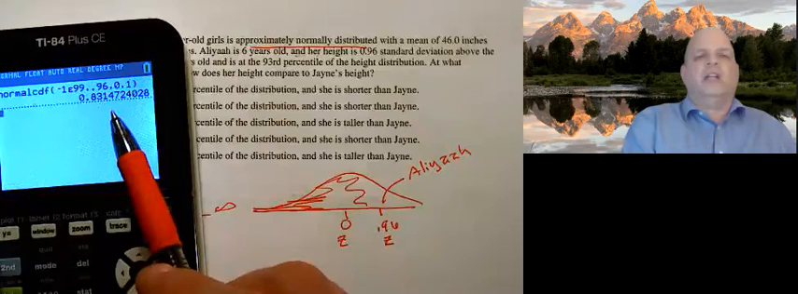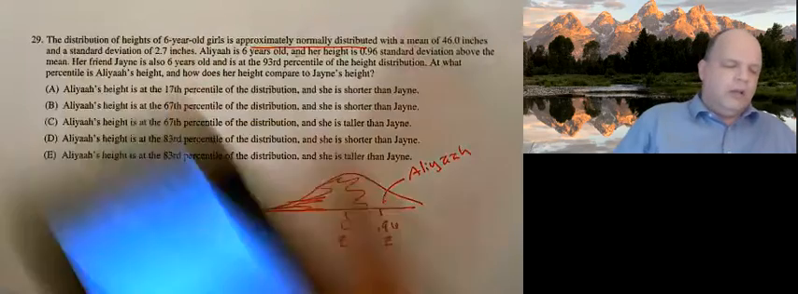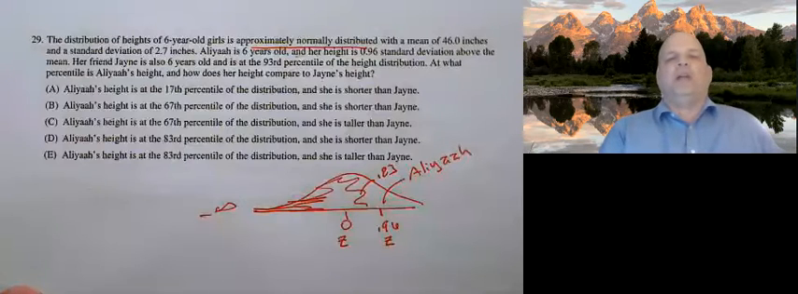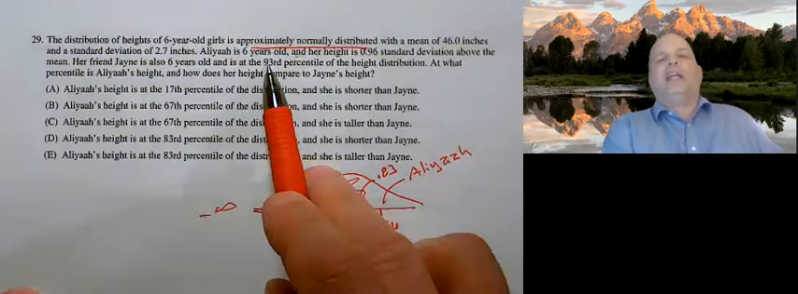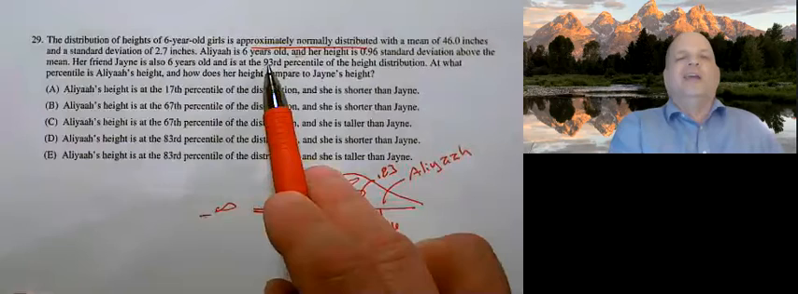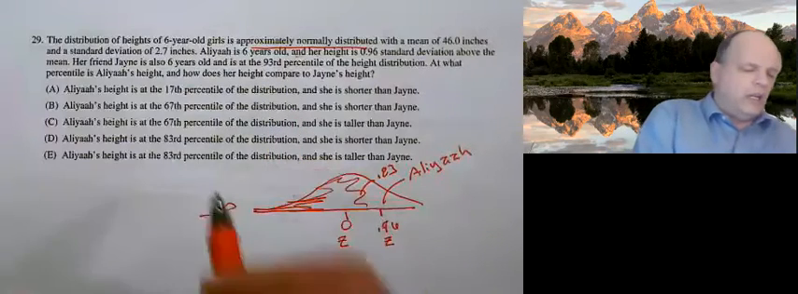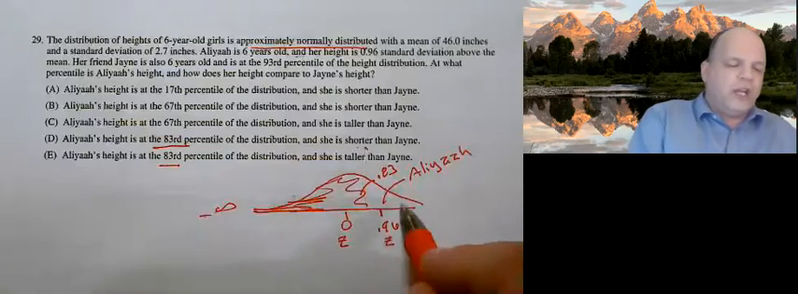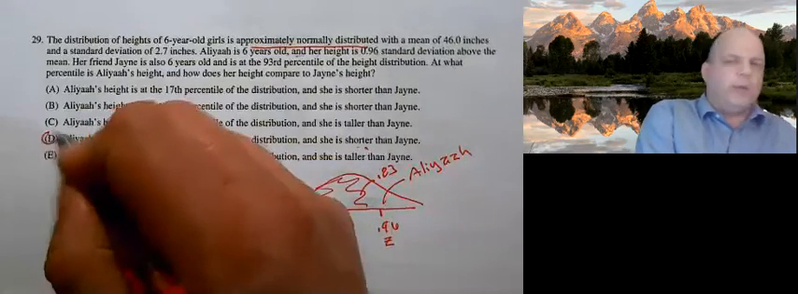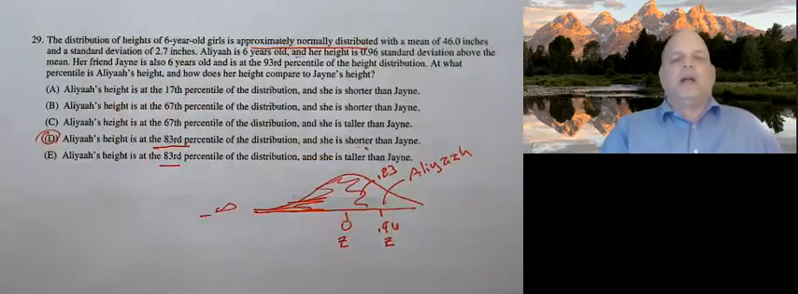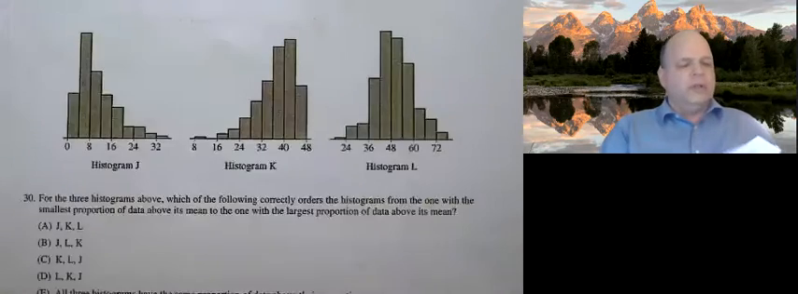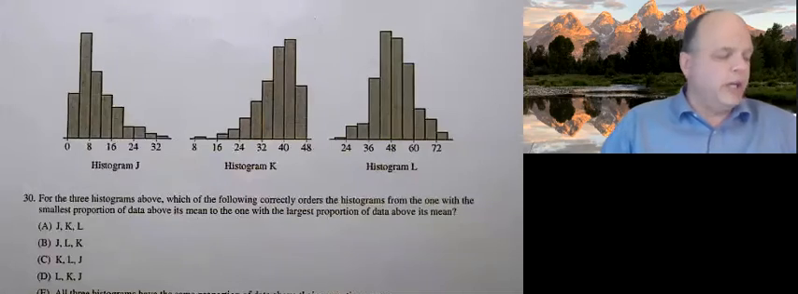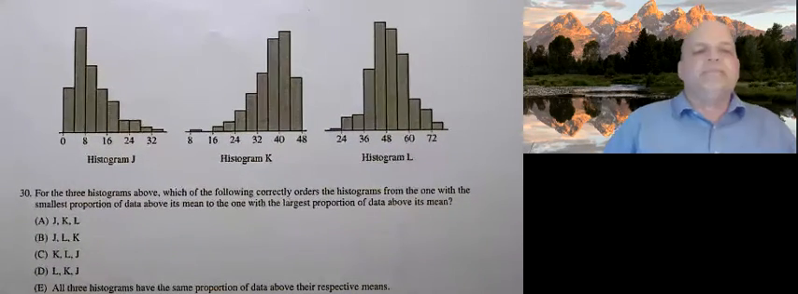And I press calculate. So Aaliyah is at the 83rd percentile, which means 83% of the population is below her, whereas 93% of the population is below Jane. So Aaliyah is shorter than Jane. Aaliyah is at the 83rd percentile, and she's shorter than Jane because Jane's up here at the 93rd percentile, and everyone calls her Giraffe and makes fun of her. All right? It's horrible. Not even right. Sorry, Jane. Maybe meet Tarzan.